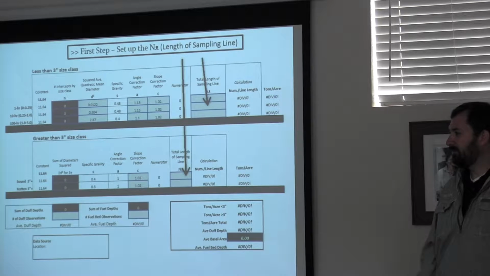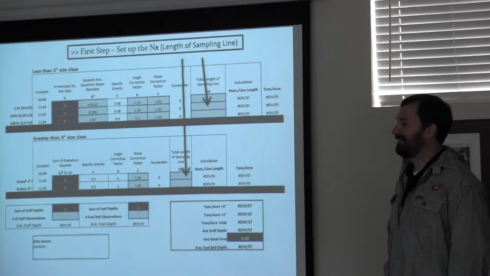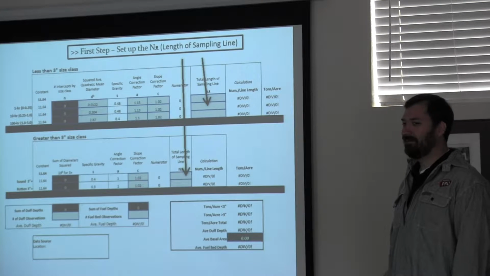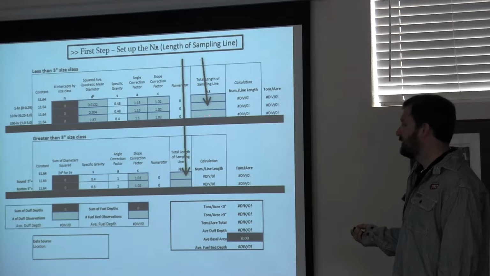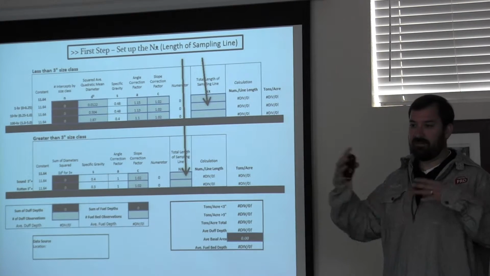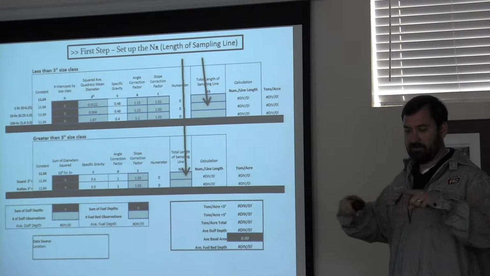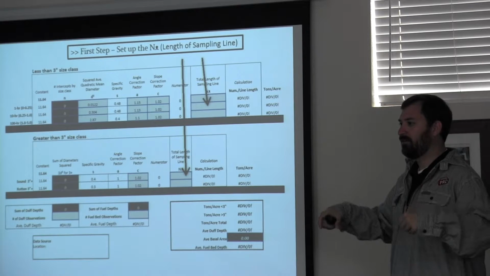12 times 8? 96. Yeah, so your total length of sampling line would be 48, 48, 96. You've got to make sure you get this right, because otherwise it's the same as having too many plots. Because remember, each one of your segments is one plot, so you want to add those up correctly.